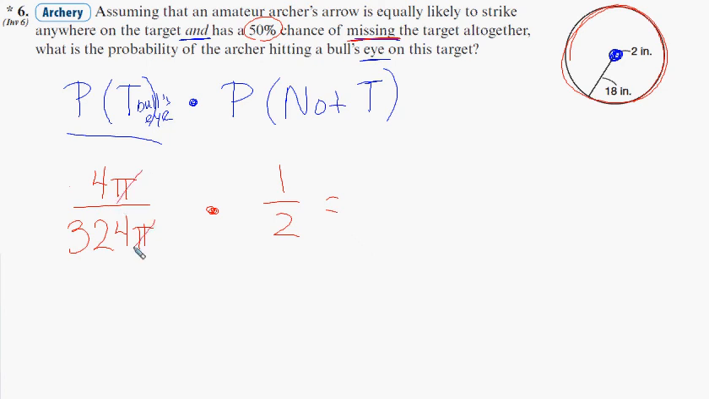Notice that these cancel, and so we take 4, and then actually we can cancel this. Let's do that first. 2 and a 2 is 1, 2 and a 4 is 2. That leaves us with 2 over 324. When we reduce that, we get 1 over 162. So what is the probability of the archer hitting the bullseye on this target? Not very great, actually. He truly is an amateur.